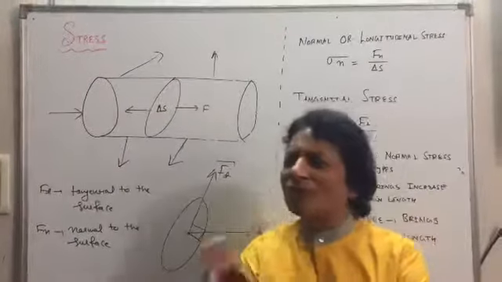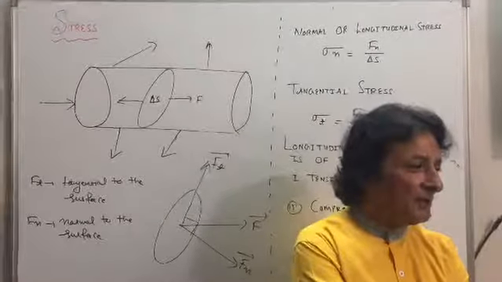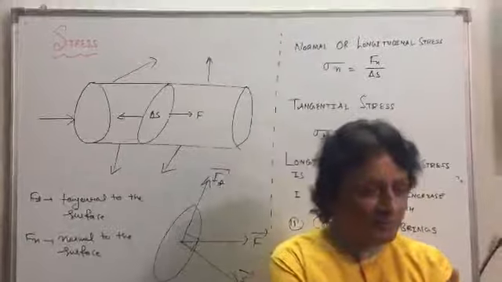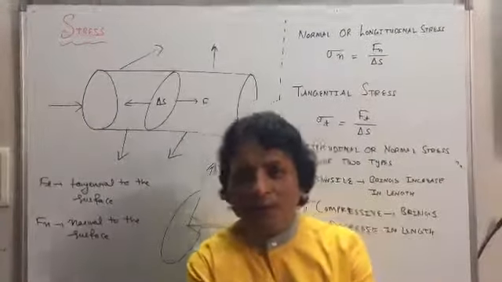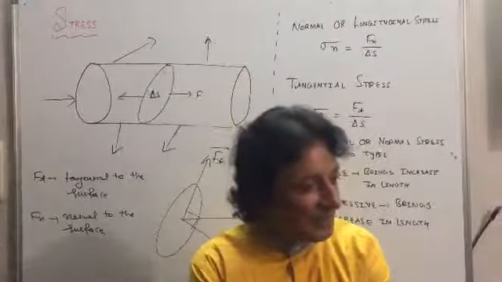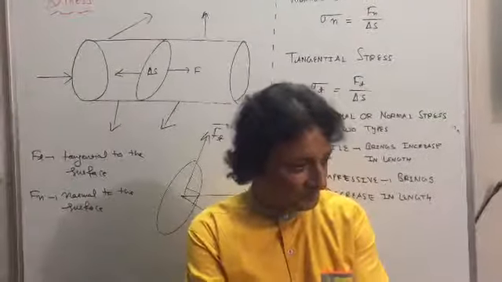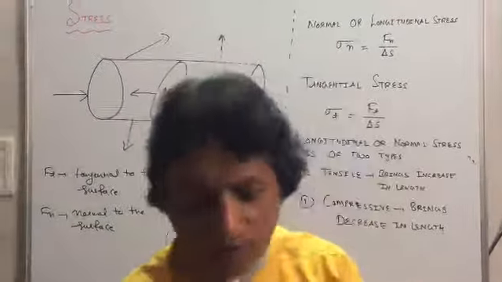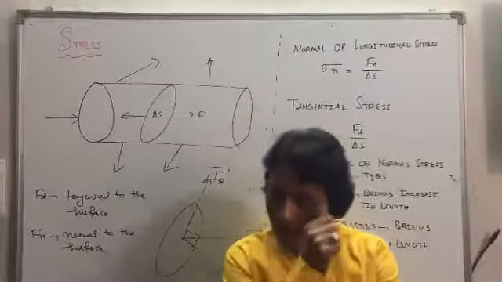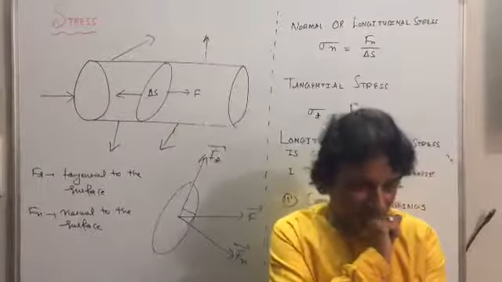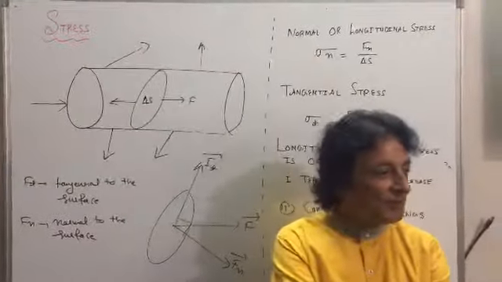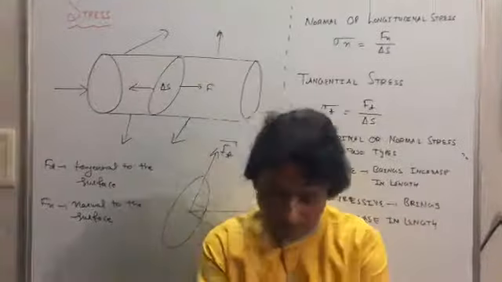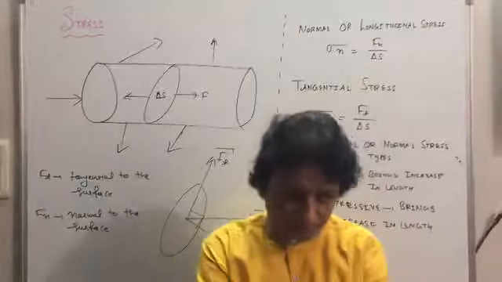Students, this word stress in day-to-day life is not the same in physics. Stress is a kind of physical quantity which is like pressure. But it's not exactly pressure. Its dimensional formula is like pressure, force upon area. Its unit is the same as pressure, Newton per meter square or per centimeter square.